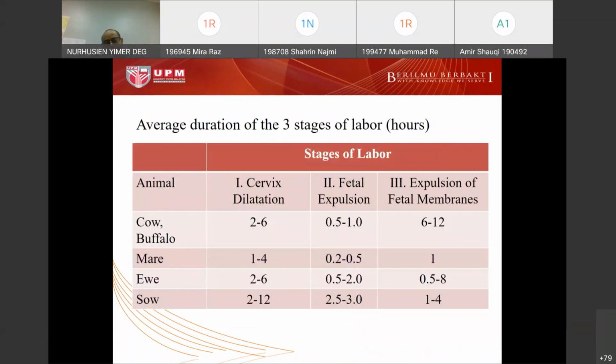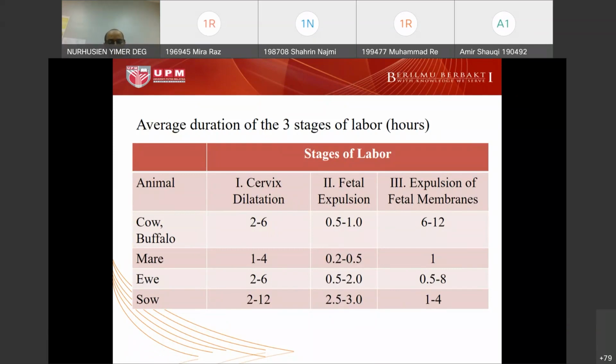So this is a table which shows you the timeline for the various stages of parturition in different species of animals. Here we have cows and buffalo. For stage 1, it takes up to 6 hours for this stage to be completed. This is especially counting from the observation of the contraction of the abdomen or the uterus until you see the cervix is completely dilated.